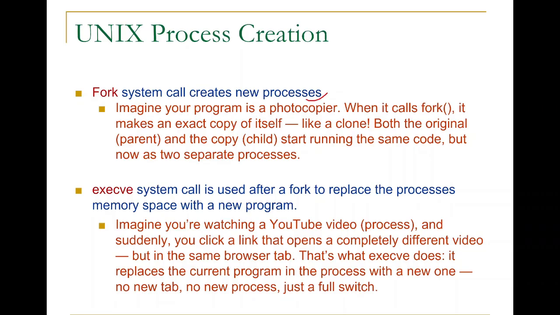Imagine your program is a photocopier. When it calls fork, it makes an exact copy of itself, like a clone. Both the original, which is the parent, and the copy, which is the child, start running the same code, but now as two separate processes. All right? It just duplicates itself and keeps working.